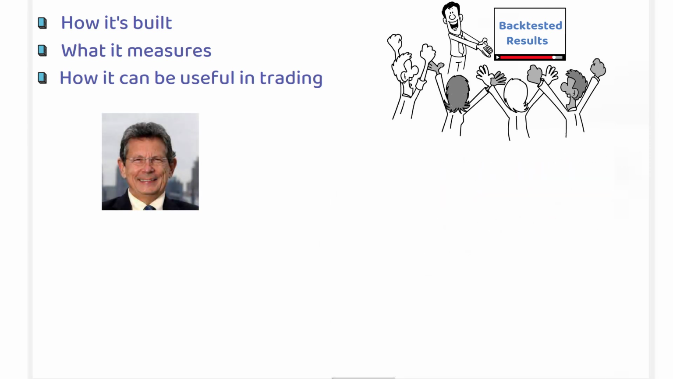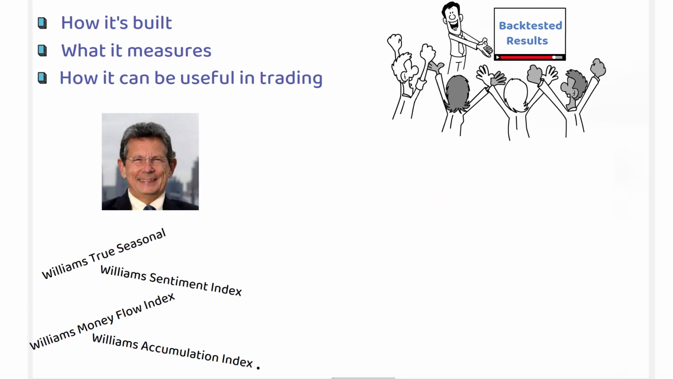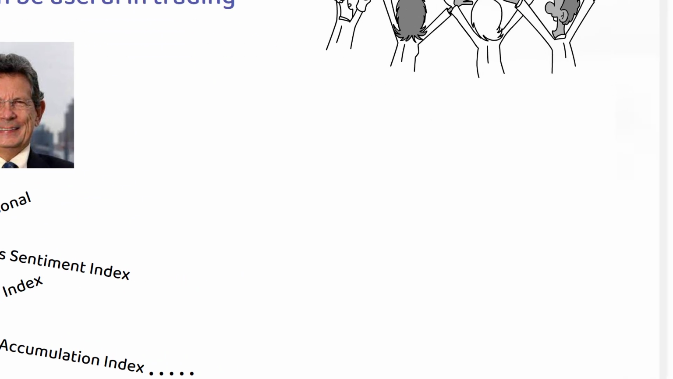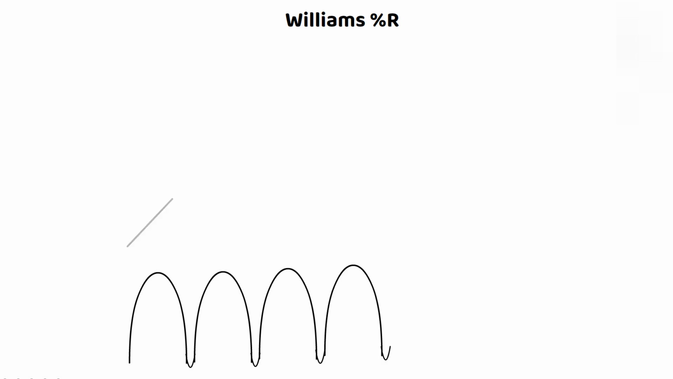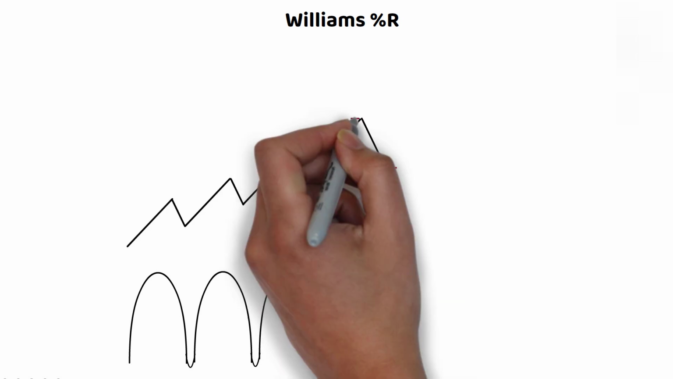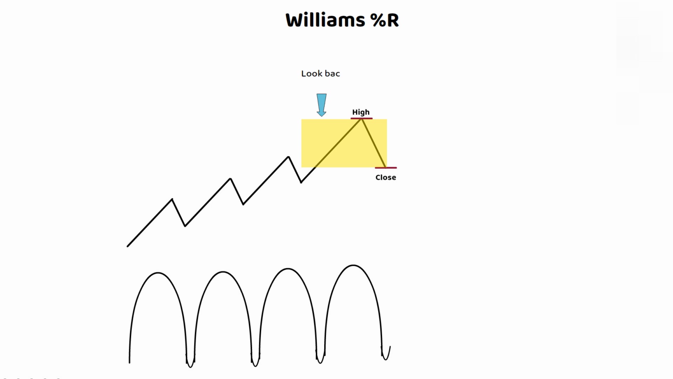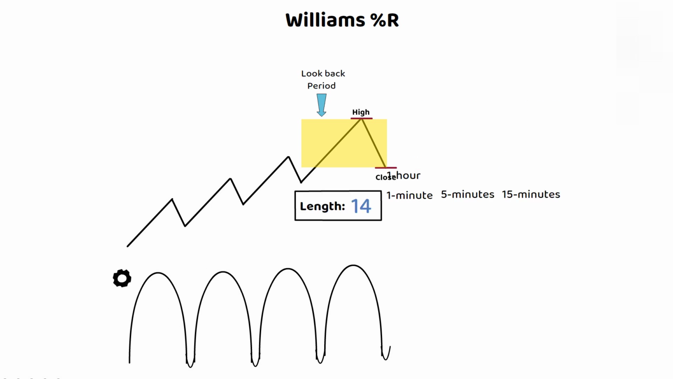Developed by the popular trader Larry Williams, who also gave name to several other indicators, the Williams %R is an oscillating momentum indicator that reflects the current close relative to the high of the range in the look-back period. It's typically set at 14 intervals and could range from a minute to a monthly chart depending on your preferred time frame.